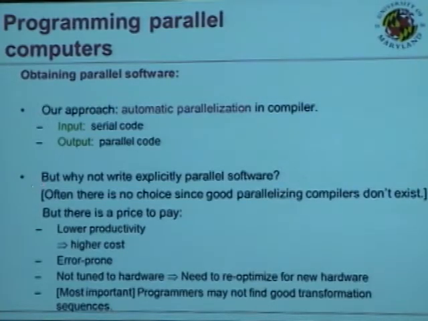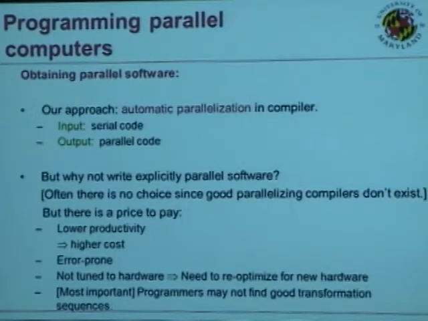Again, that leads to the question, but why not just simply write parallel software? And that is a legitimate choice. If you've got software that really doesn't exist in serial form anywhere, and you're writing it for the first time ever, maybe you should write it in parallel, if you care about its performance. But often there's no choice. You have to write parallel software by hand because there are no good parallelizing compilers existing today.